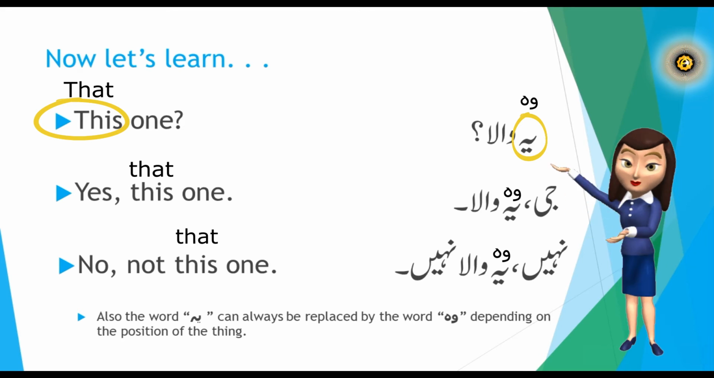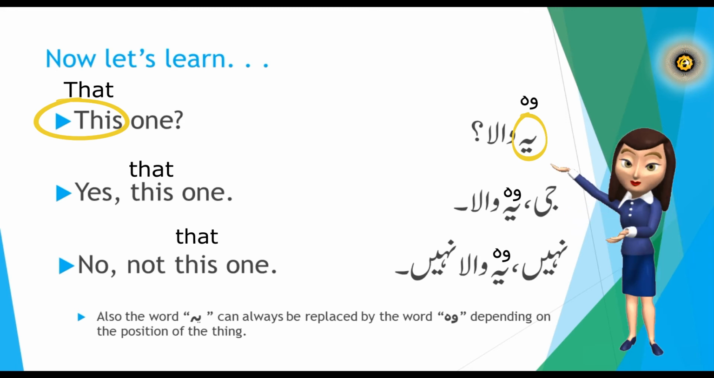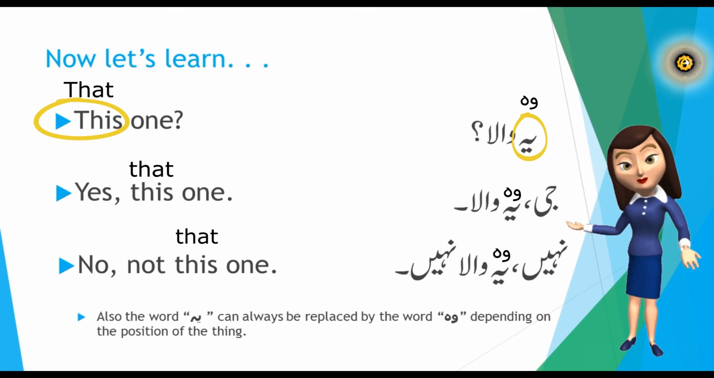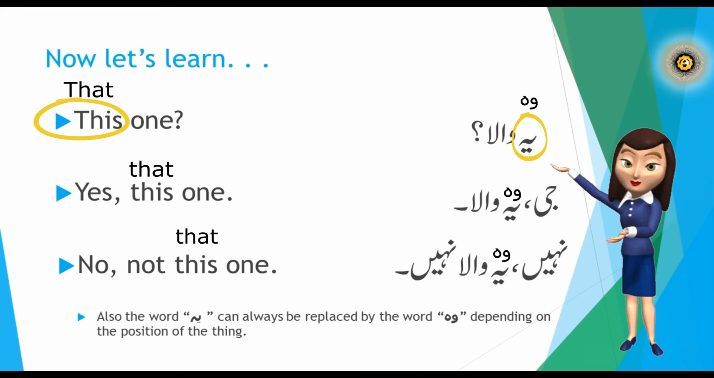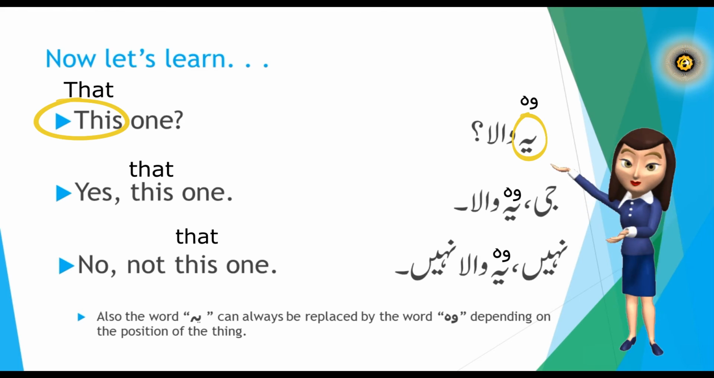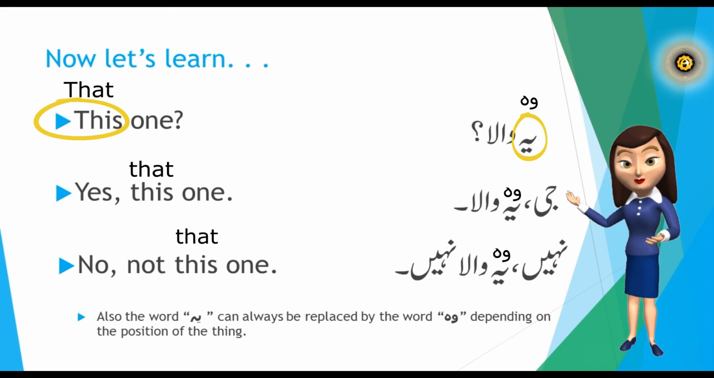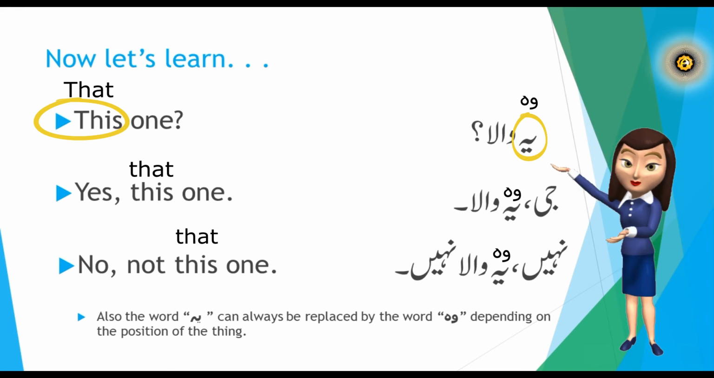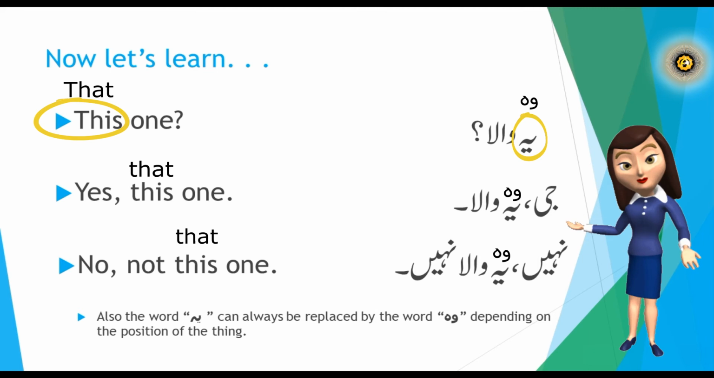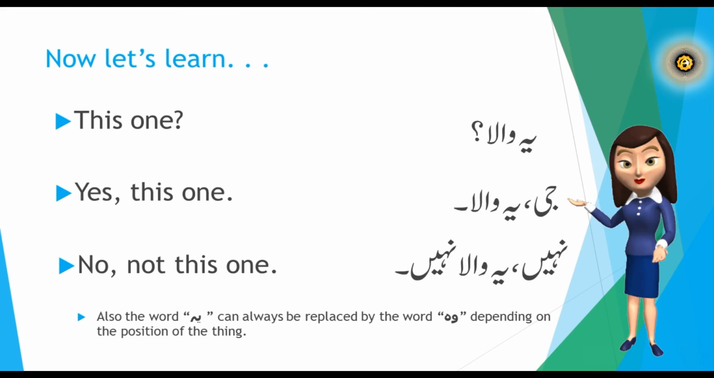So the question could be that one, and in Urdu it's going to be wo wala. If the answer is yes, then we say yes, that one, and in Urdu it would be ji, wo wala. Or if that's not the one, then we say no, not that one, and in Urdu it would be nahi, wo wala nahi. Alright? Now let's repeat one more time.